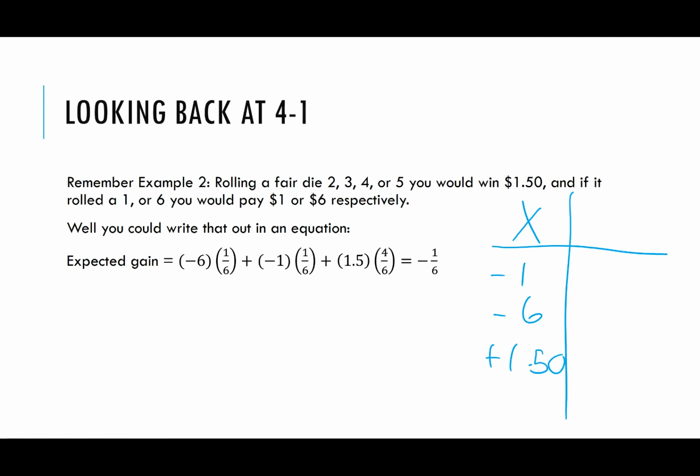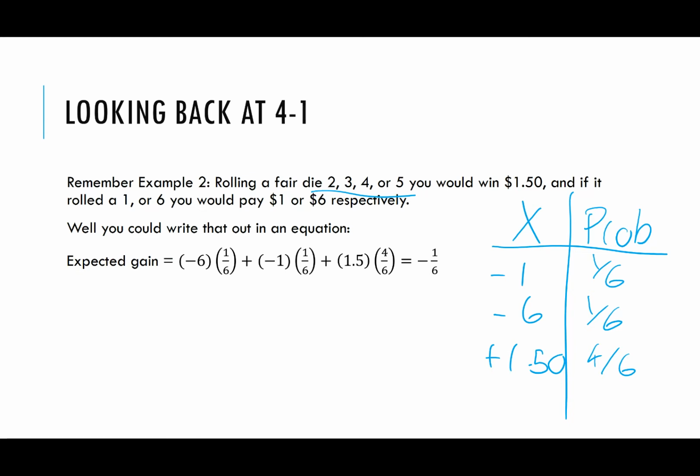Now the probability of those happening: if we lost $1, it's because we rolled a 1, and there's only a 1 out of 6 chance of rolling a 1. We lost $6 if we rolled a 6, which is a 1 in 6 chance of rolling a 6 on a die. We won $1.50 if we rolled a 2, 3, 4, or 5, which is a 4 out of 6 chance. So that was our density function.